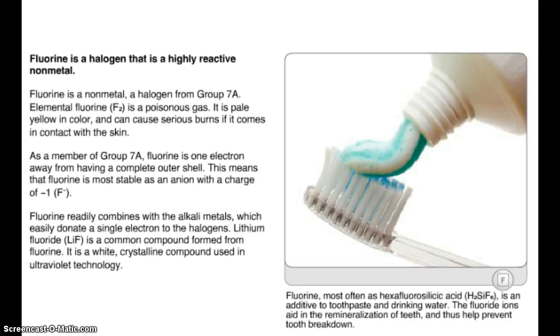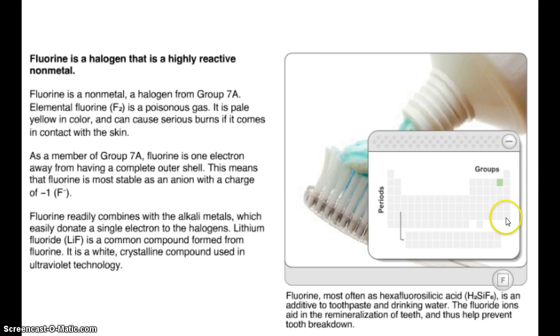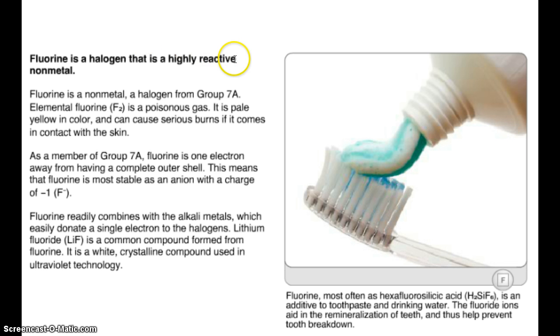So let's talk about a specific nonmetal, fluorine. Fluorine is a halogen. All right, so halogens are group 7A. Fluorine is a highly reactive nonmetal. Elemental fluorine, F2, is a poisonous gas. It is pale yellow in color and can cause serious burns if it comes in contact with the skin.